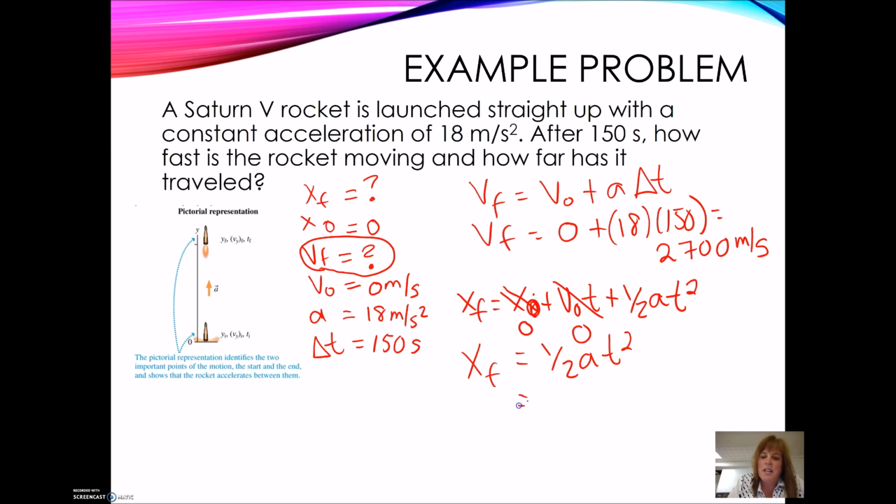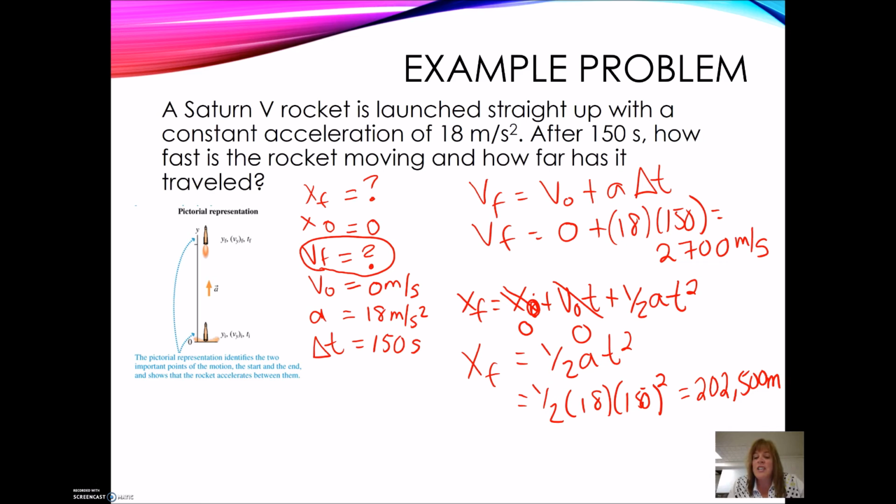So I can just plug in my numbers now. 1/2, the acceleration is 18, and the time is 150 squared. Don't forget to square it. That's something that's easy to forget. Those little squares, they're little pesky things. So if we do some math here, we're going to find out that you've traveled 202,500 meters. That's really far.